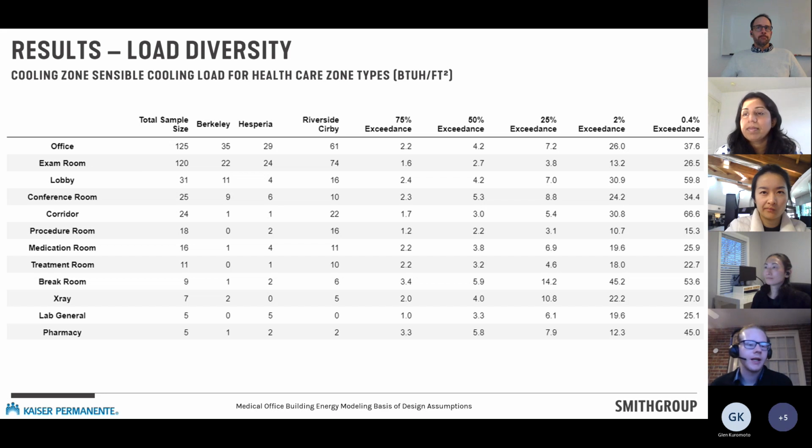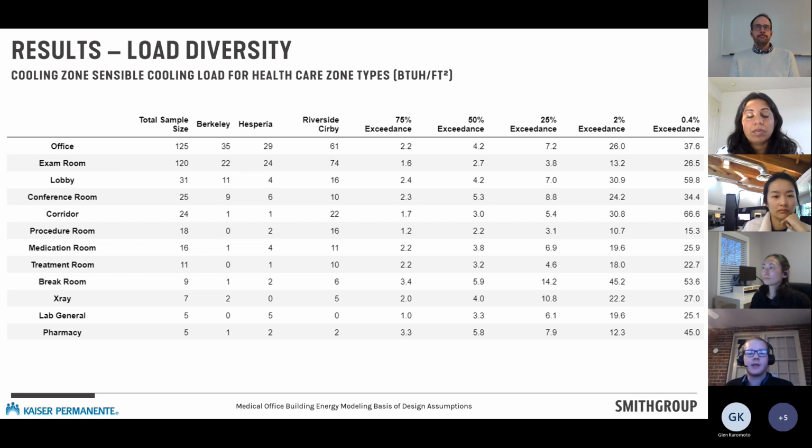Okay, so thank you, Harshana. This is, as Jess mentioned at the beginning, our version of Table 2 for this round of studies of medical office buildings. On the left, we've got all the different zone types. We've got total zone sample sizes, and we've got the 3 MOBs that we ended up looking at for our different zone types. So we've got Berkeley, Hesperia, and Riverside Kirby. And they all had different values of different types of zones. So all kind of strengths and weaknesses for each of them. But if we combine them up, we ended up looking at zone types that we had at least 5 total zones across the 3 of them.